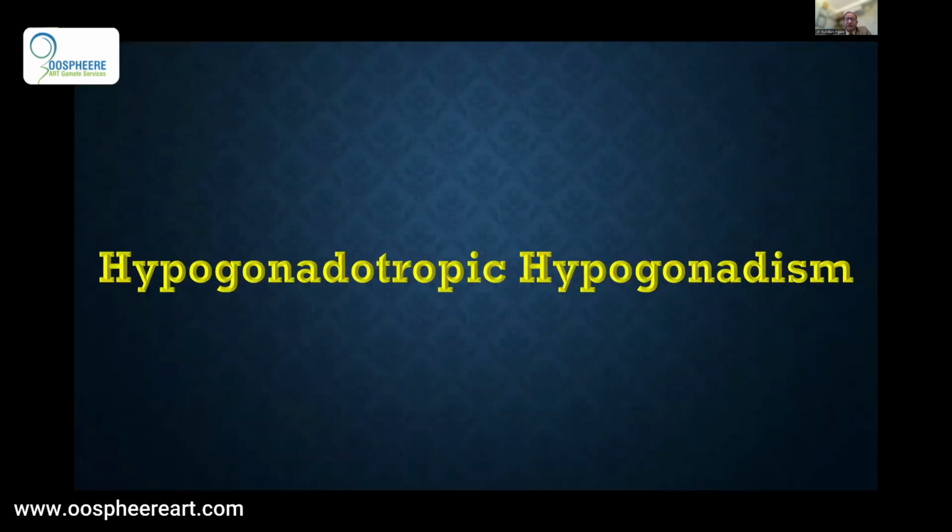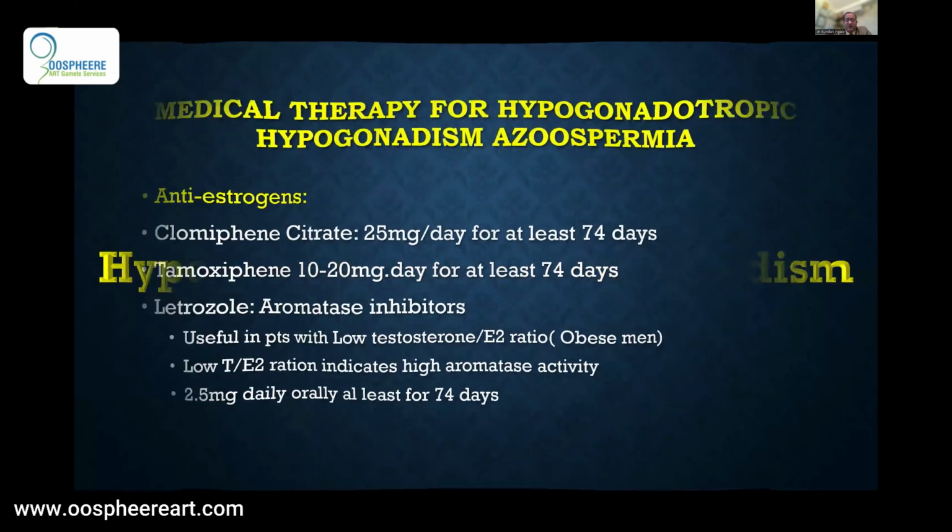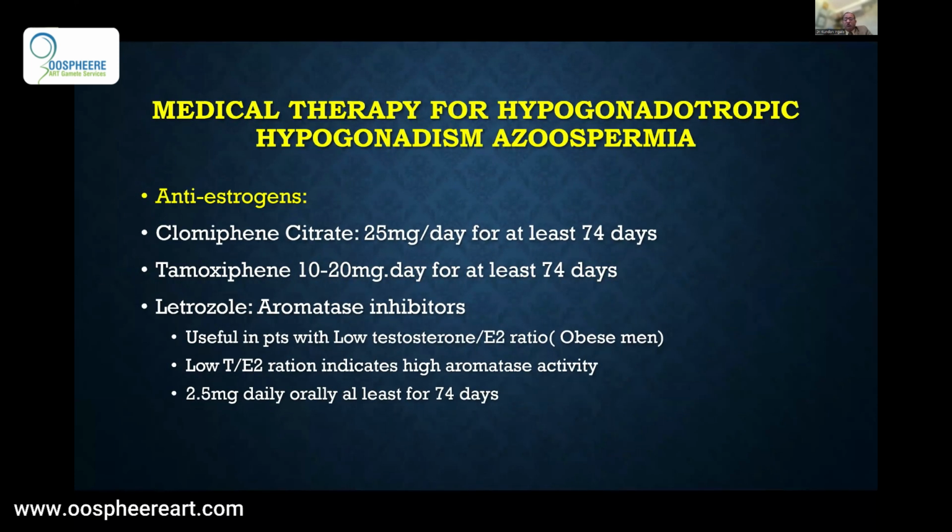Let's understand about hypogonadotropic hypogonadism. This is the only scenario where medical therapy will give you wonderful results. A patient who has hypogonadotropic hypogonadism azoospermia, you give them medical therapy and after 3 months you will see a fantastic regain of normal sperm count in the semen. Typically you will see FSH and LH values below 2 mIU in these patients.